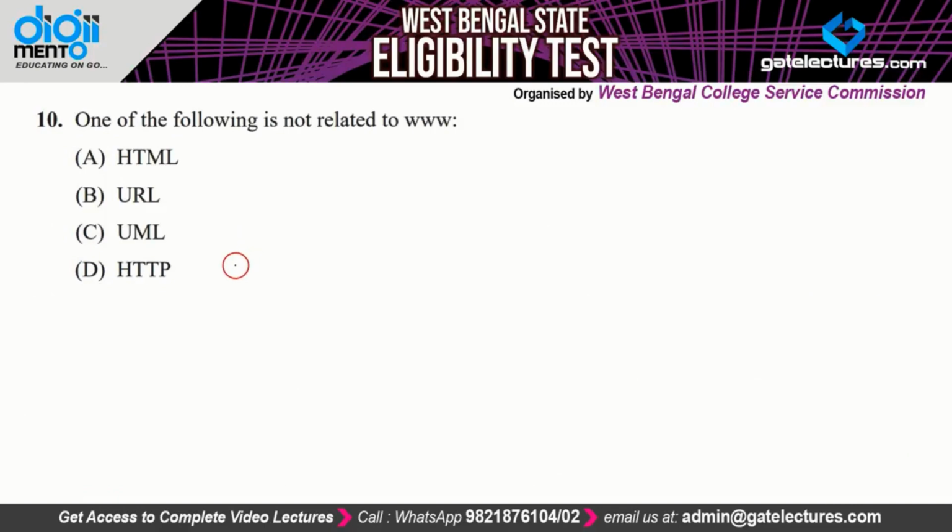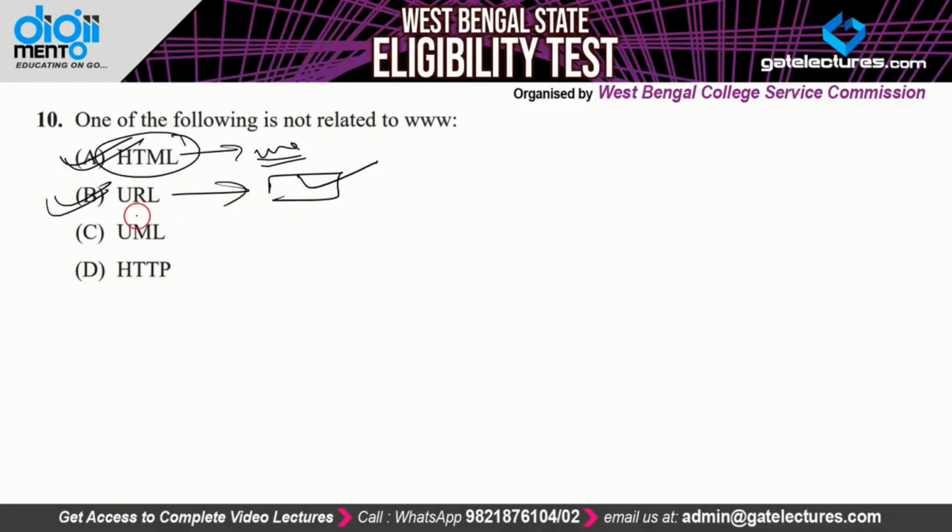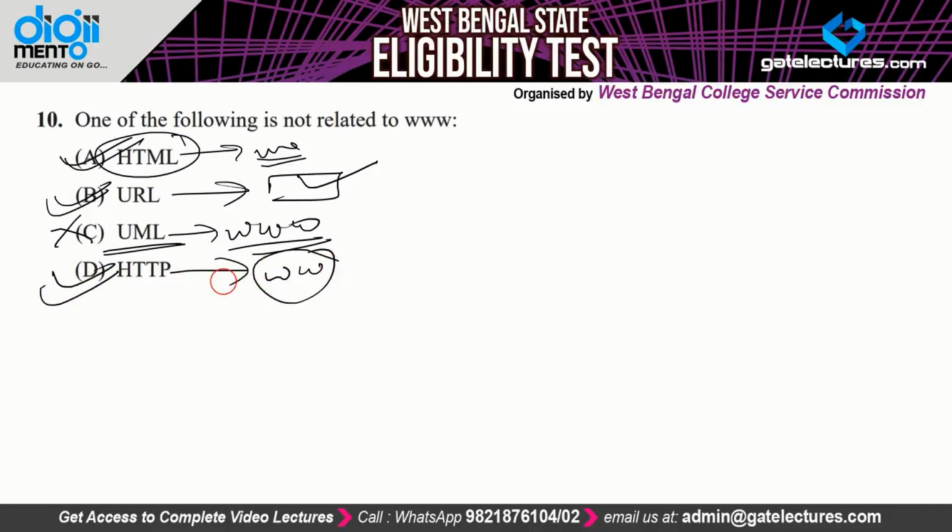Question number 10 is saying which of the following is not related to World Wide Web. Option number A is related because it is hypertext markup language. Web pages are written with hypertext markup language. Option number B is also correct because URL is the web address of the website. Option number C is wrong because UML is not used in www. It is something else, a different concept. And option number D is correct because HTTP is hypertext transfer protocol, which is also used in World Wide Web. So the correct answer here is option number C because it is not related to World Wide Web. I hope that you understood these first 10 questions.